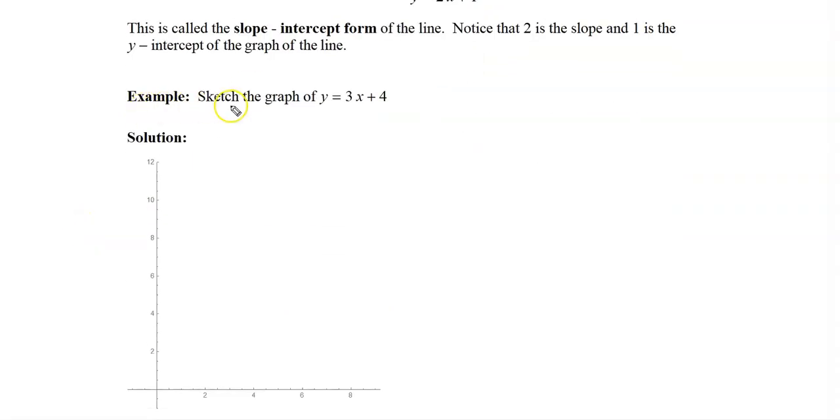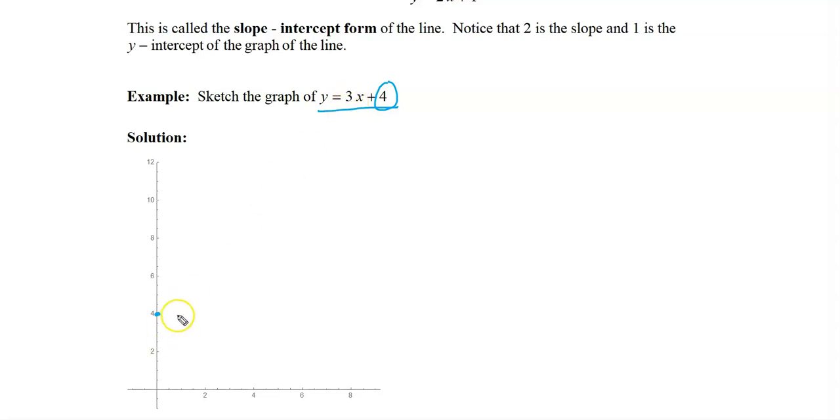Now let's take a look at this example. Let's sketch the graph of y equals 3x plus 4. Well, as we have it sitting here, this is in slope-intercept form. So the 4 is our y-intercept. So this point right here will be on the graph of our line. That's the point 4 on the y-axis right there. And our slope is 3.